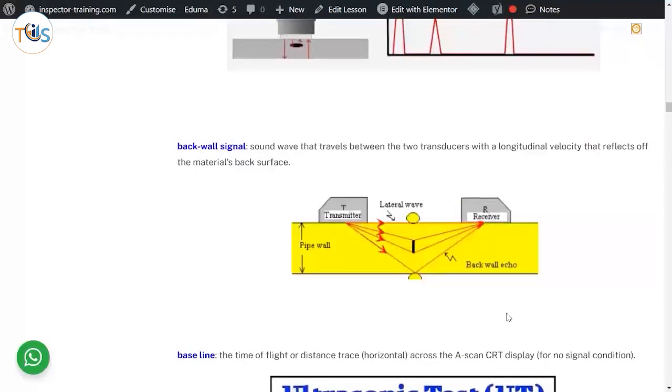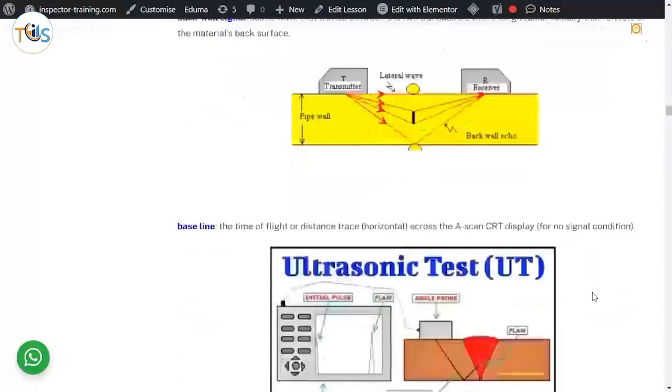And back wall signal. Oh, this is back wall echo or back wall signal. There's an angle probe, and it hits a defect and comes back and is received here. So this is a back wall, and this is what actually hits the defect, and you can see the indication there on an angle beam.